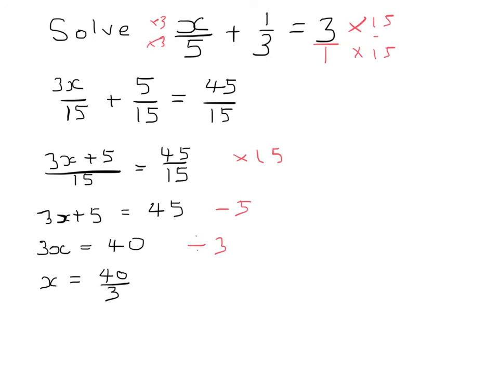40/3 is of course an improper fraction. We can write that as a mixed number, so we can say that 40/3 is the same as 13 and 1/3. And therefore that is the answer and the solution to our linear equation.